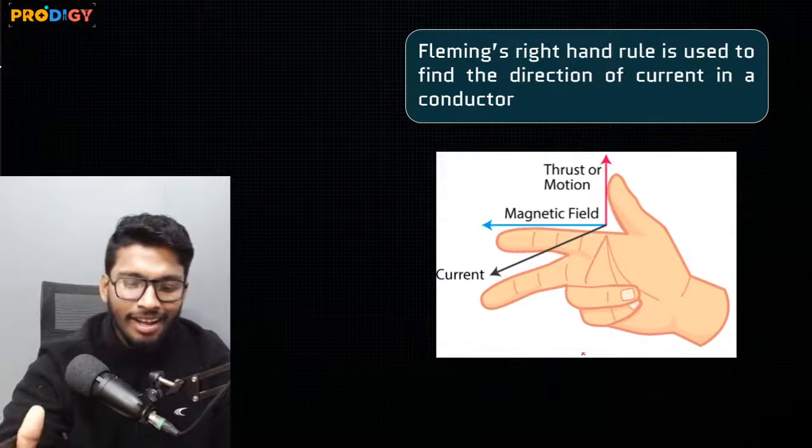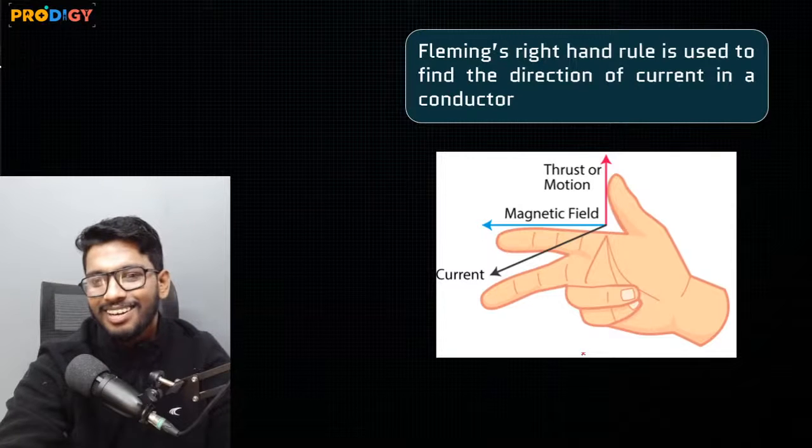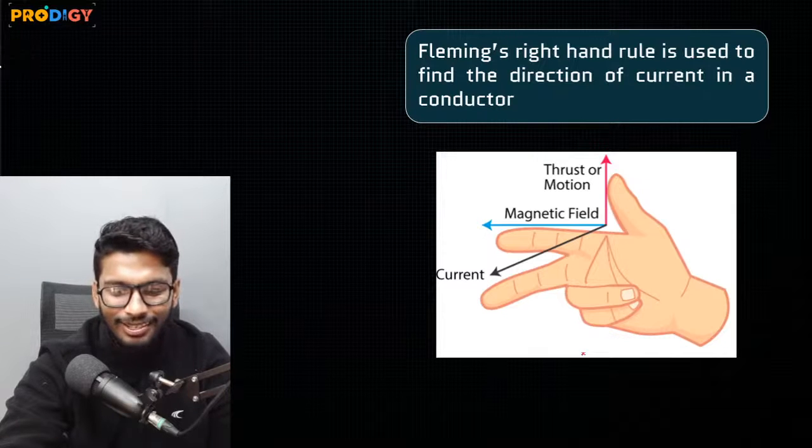All right, people. So yeah, that's it. That is the entire chapter. We have finished the entire chapter of magnetic effect of electric current in 35 minutes. So that's all, people.